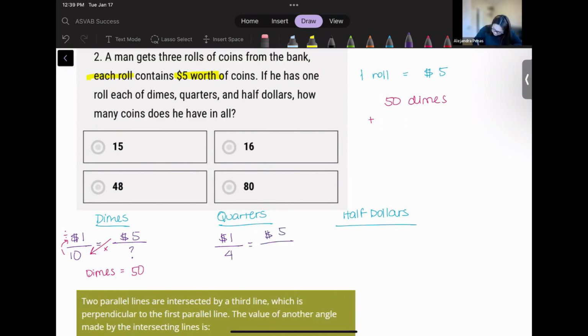So now I want you guys to tell me, how many quarters should I have if I have $5? 20. So the quarters, I should have a total of 20.